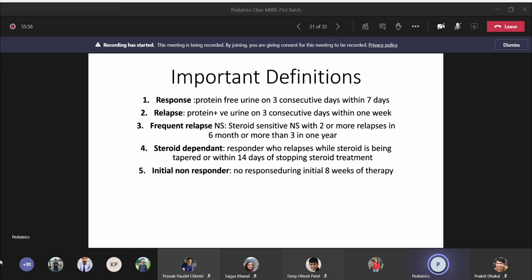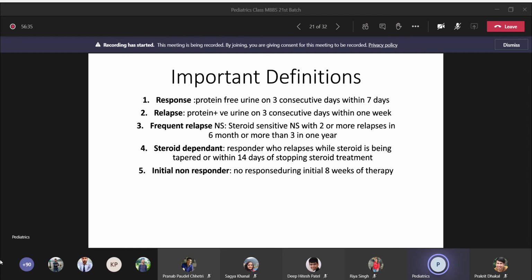Relapse means protein positive urine on 3 consecutive days within 1 week. Even if you gave the corticosteroids, the patient would respond in the beginning, but after a few days, the patient again develops edema. This is called relapse. There may also be frequent relapse. A steroid sensitive nephrotic patient with 2 or more relapses in 6 months, or more than 3 in 1 year, is called frequent relapse.